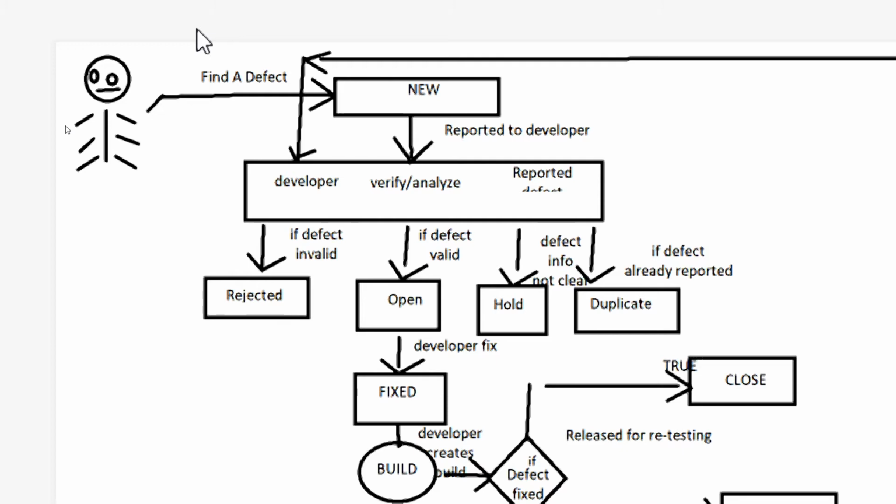When it comes to the defect priority levels, we can have several. The first one is very high priority, that is P0. After that, high priority, that is P1. After that, medium priority, that is P2, and the last one is low priority, that is P3.